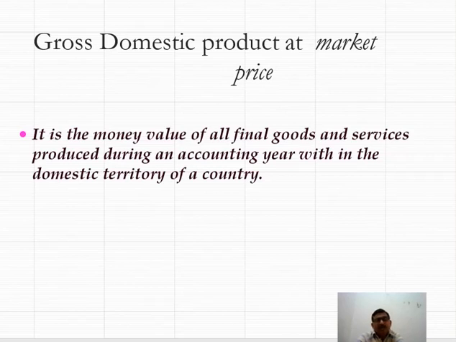But the concept is gross domestic product at market price. Gross domestic product at market price means market value of all final goods and services produced in an economy in an accounting year.